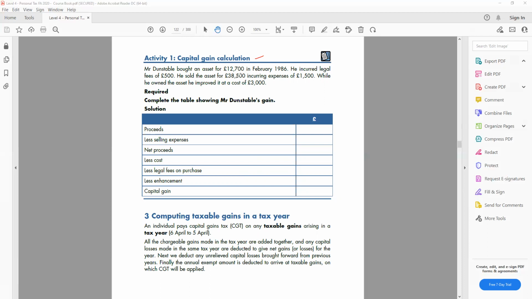And he sold it for 38,500, incurring expenses of 1,500. This could be the selling cost, the commission, advertising, anything. So from 38,500, I had to pay 1,500, because I didn't receive this 1,500. To make it sellable, I had to pay 1,500. While he owned the asset, he spent 3,000 on improvements, so there is some improvement cost as well. Let's try to find how much the capital gain is here, not the tax, just the capital gain. First, we need to see how much you sold it for. Proceeds: we sold it for 38,500.